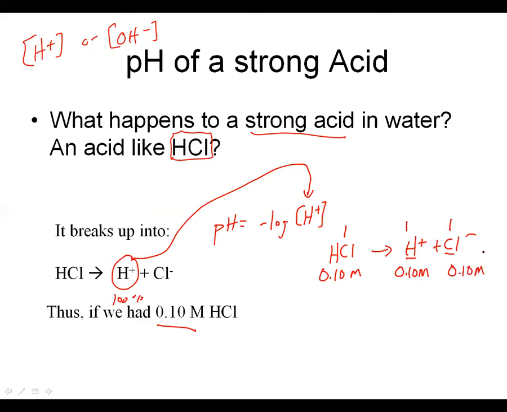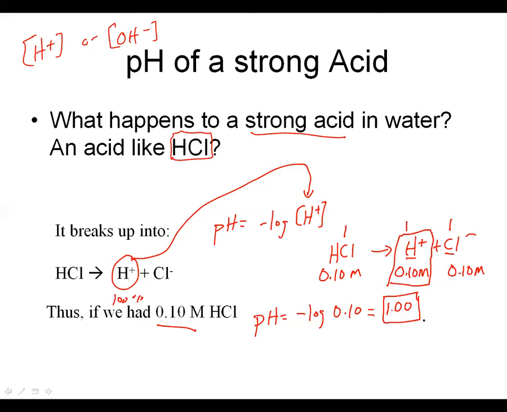Although in this particular case, we don't really need it because we're really just interested in the H plus concentration. So once we figure out the H plus concentration, the pH equals minus the log of 0.1 in this case. And that would get us a pH of 1.00, which is definitely acidic and would definitely be good because this is a strong acid.